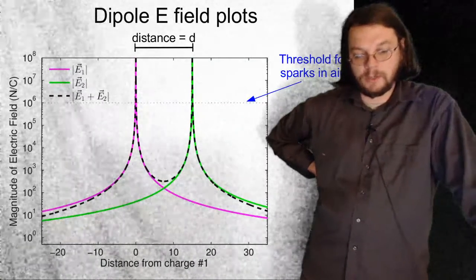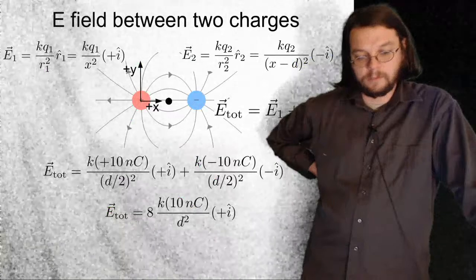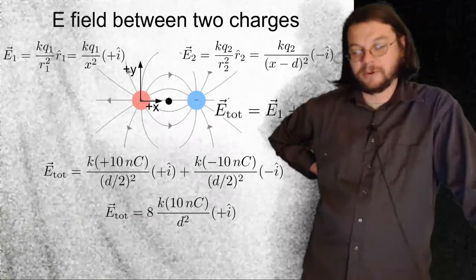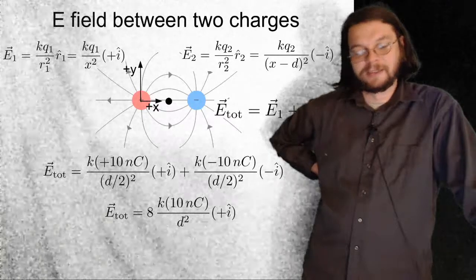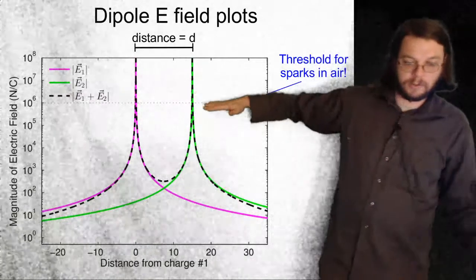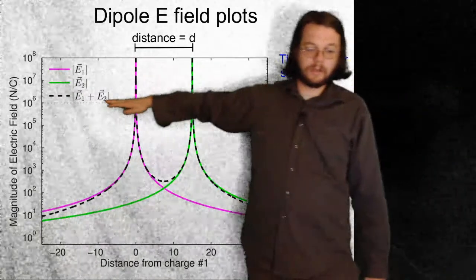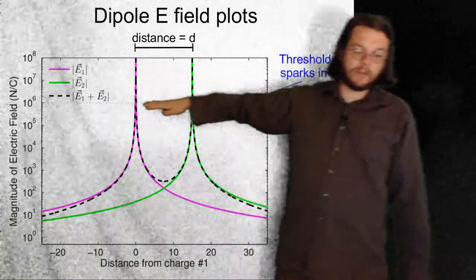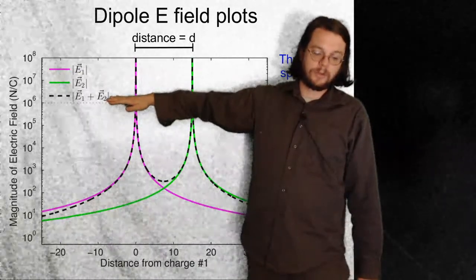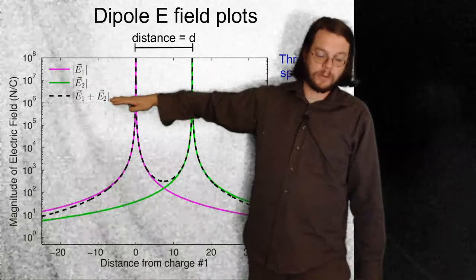Now, what's interesting to me is how do you make sparks, right? So we all want to make sparks. That's the fun part, right? So how do you make sparks out of all this? Unfortunately, there's a barely perceptible horizontal line here. And this horizontal line is at 10 to the 6 newtons per coulomb, our field strength.